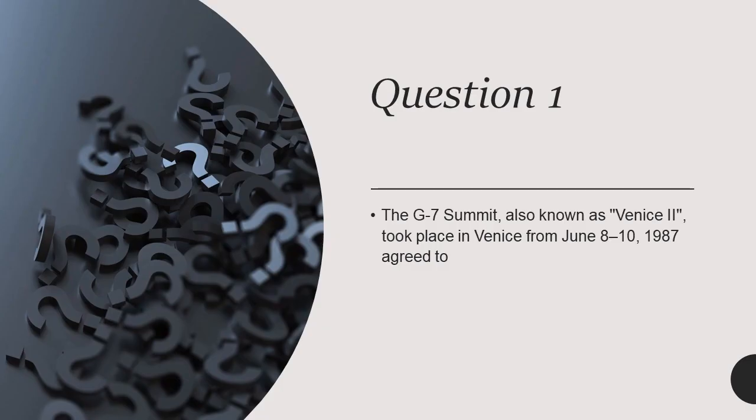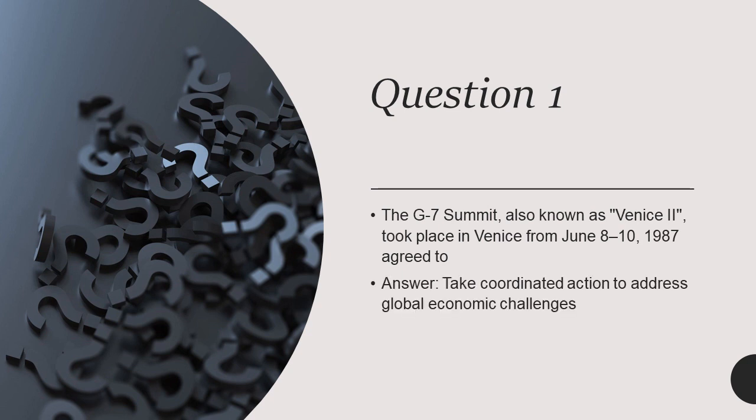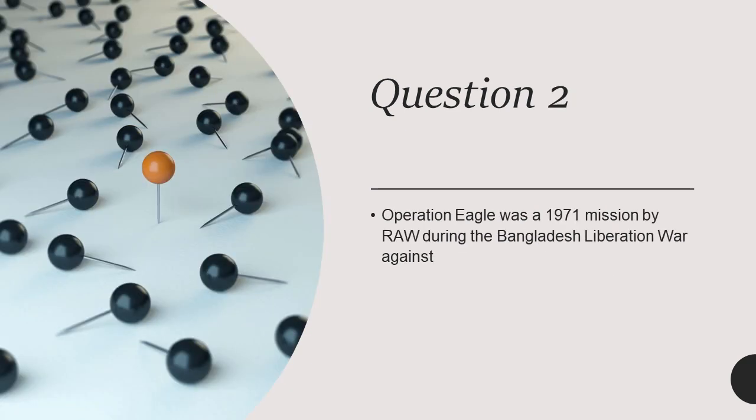Question 1: the G7 summit, also known as the Venice Summit, took place in Venice from June 8 to June 10, 1987, and agreed to take coordinated action to address global economic challenges. Operation Eagle was a 1971 mission by RAW during the Bangladesh Liberation War against Pakistan.